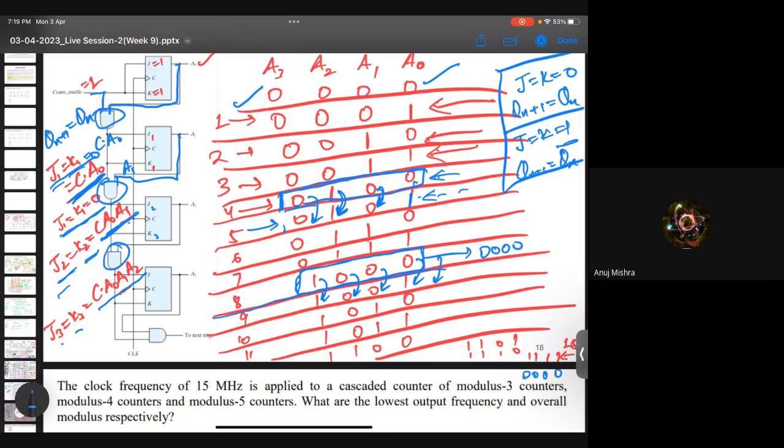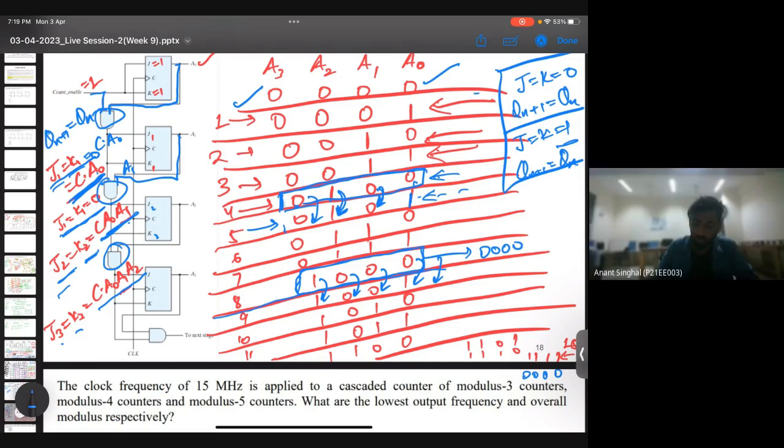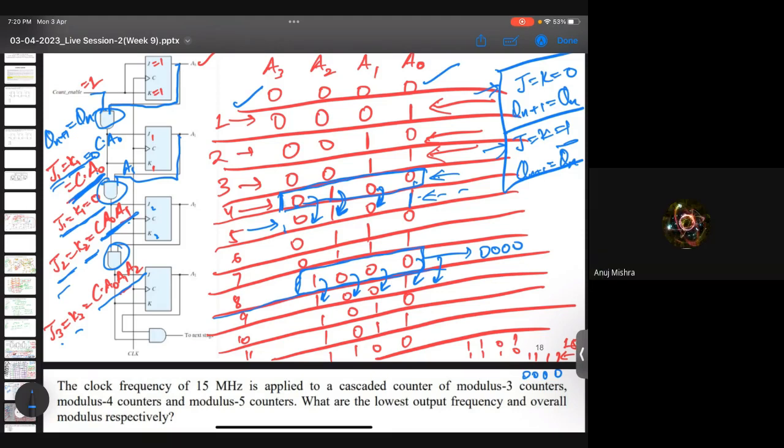So the formula is Qn+1 is equal to Qn. This formula is fundamental. It is from the characteristic table of the JK flip flop. Okay, sir. Got it.